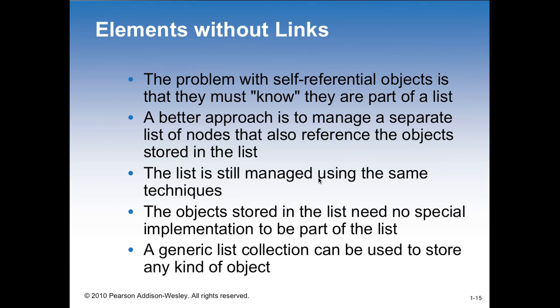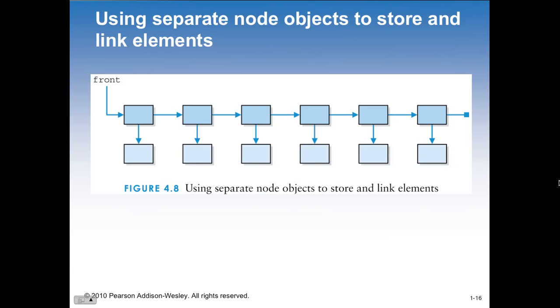You can have multiple different sets of lists on the same objects, in different orders, which makes it efficient as well. So the list is managed by using the same techniques, and the objects stored in the list need no special implementation to be part of a list. They're just an object. Any node can be a part of any list, which makes it more generic. A generic list collection can be used to store any kind of object, which in object-oriented programming makes a lot of sense in terms of your capabilities.